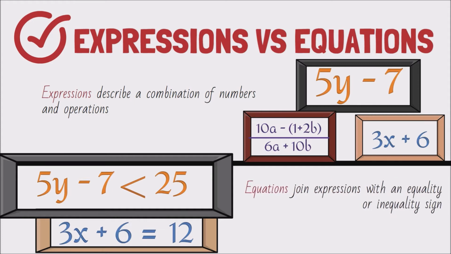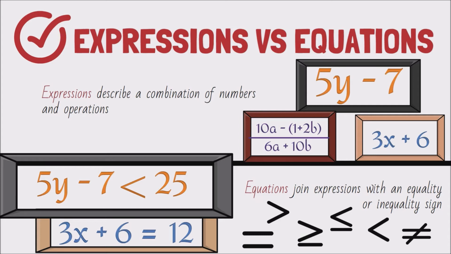An easy way to point out whether or not you're looking at an equation or an expression is that an equation will always have either the equal sign or an inequality, meaning lesser than, greater than, lesser than or equal to, greater than or equal to, not equal to. Any of those symbols will be in an equation. If it's just a combination of numbers and operations, then it is an expression.